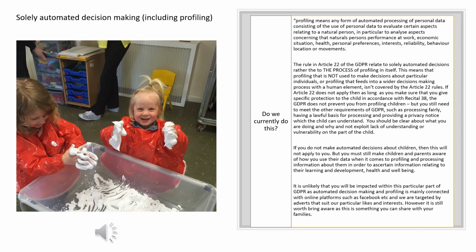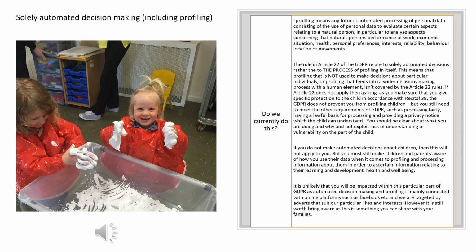The rule in Article 22 of the GDPR relates to solely automated decisions rather than the process of profiling in itself. This means that profiling that is not used to make decisions about a particular individual, or profiling that feeds into a wider decision-making process with a human element, isn't covered by Article 22. If Article 22 does not apply, then as long as you give specific protection to the child in accordance with Recital 38, the GDPR does not prevent you from profiling children.